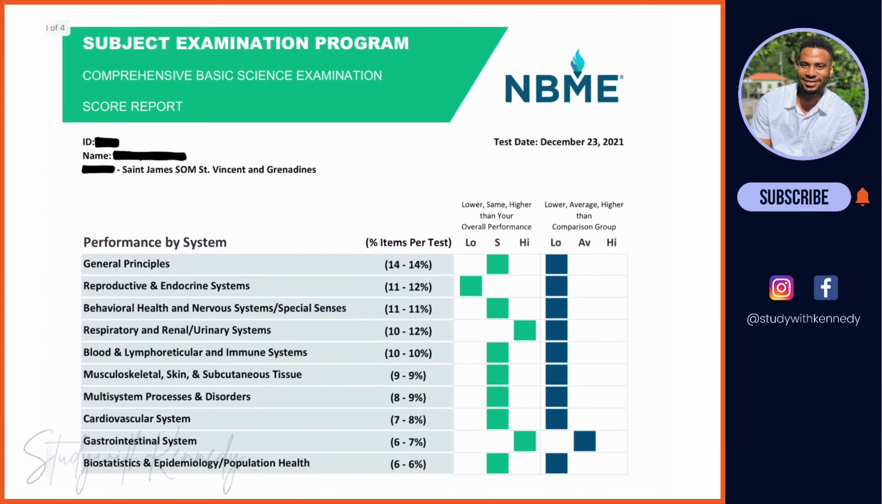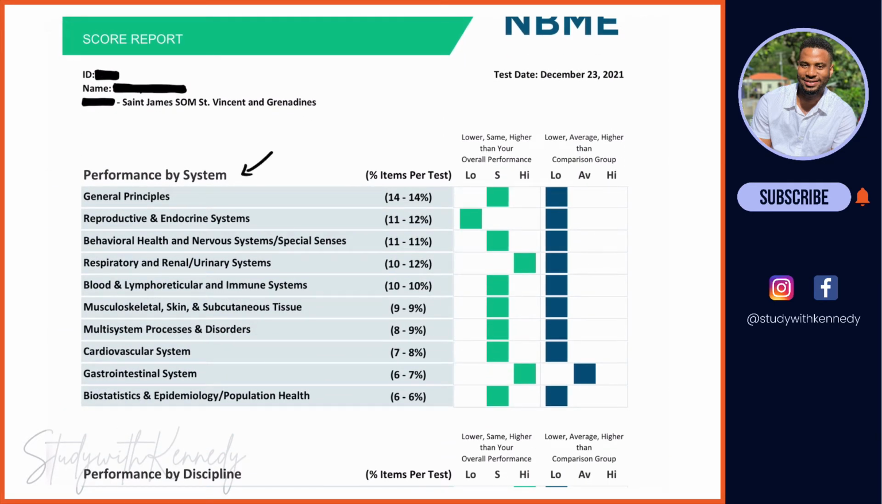We move on to where they actually give you performance by system. Then we are going to begin to look at the percentages and how they matter to you, and what you can do about them. What areas do you need to focus on before you write the next NBME? What do you need to do? That's a very important question for everybody to address.